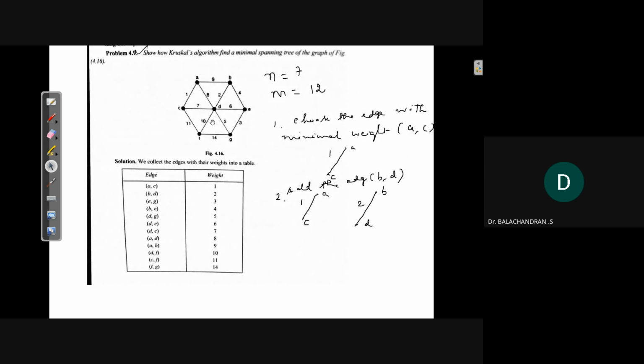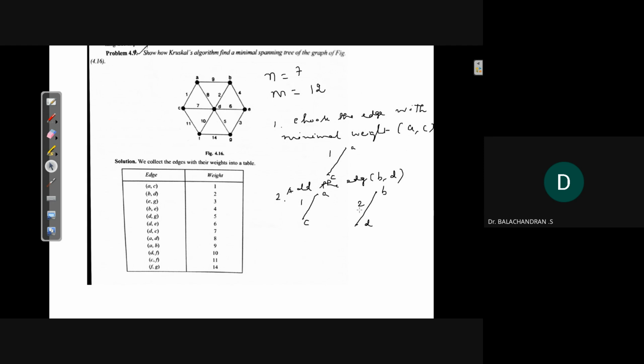Okay. Here is the next problem. This diagram is given in the question. Again, you should write the weights in ascending order. Here, what is the first minimum one? 1. So AC. So choose the edge with minimum weight AC. Next, 2 BD. Add the edge BD. So first AC, and then BD. BD is like this.